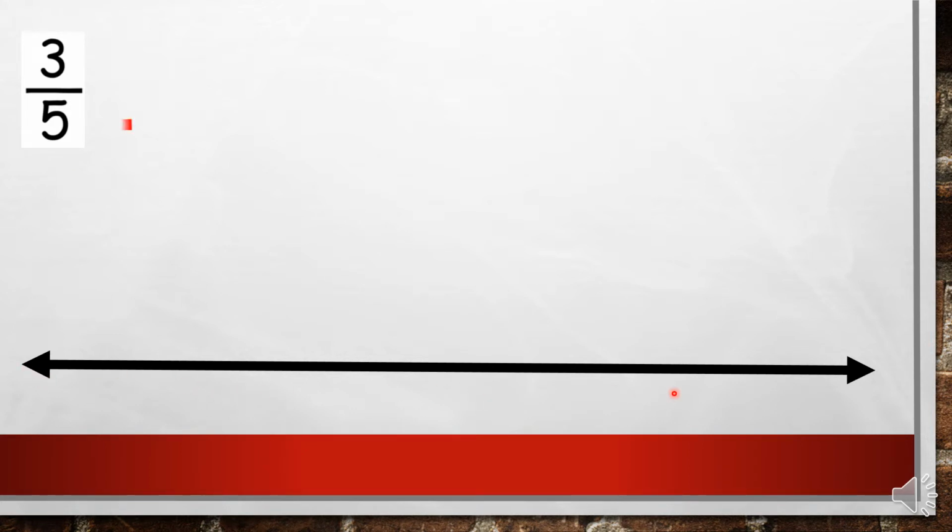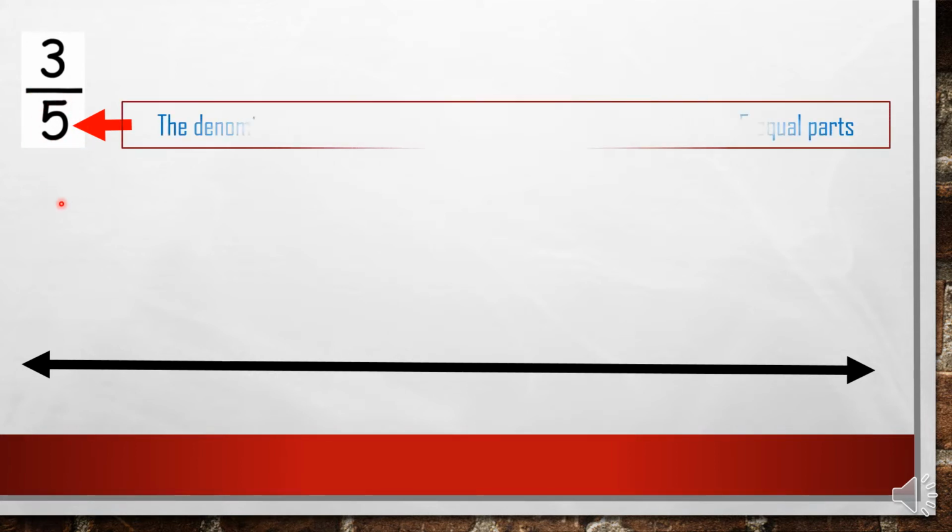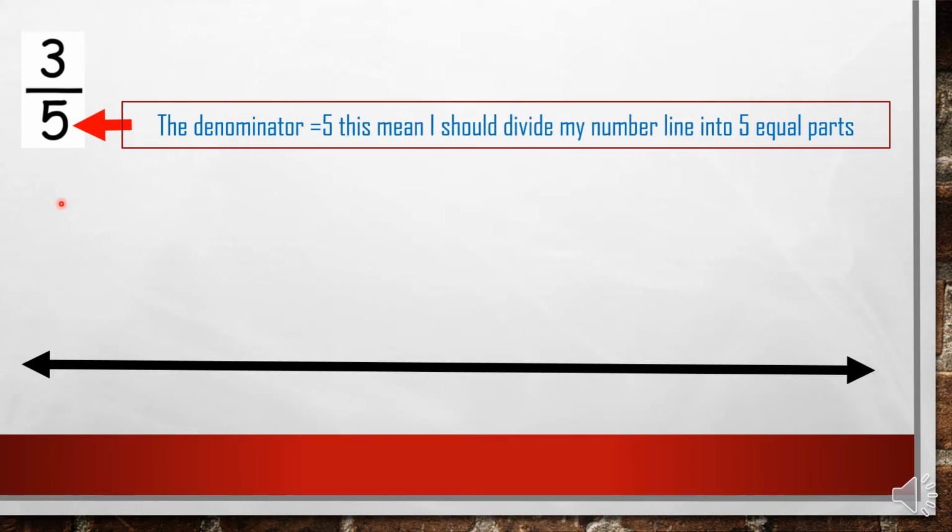Next, I will check what my denominator is here. As you can see, my denominator equals 5. What does this 5 tell me? It tells me that I should divide my number line into 5 equal parts.